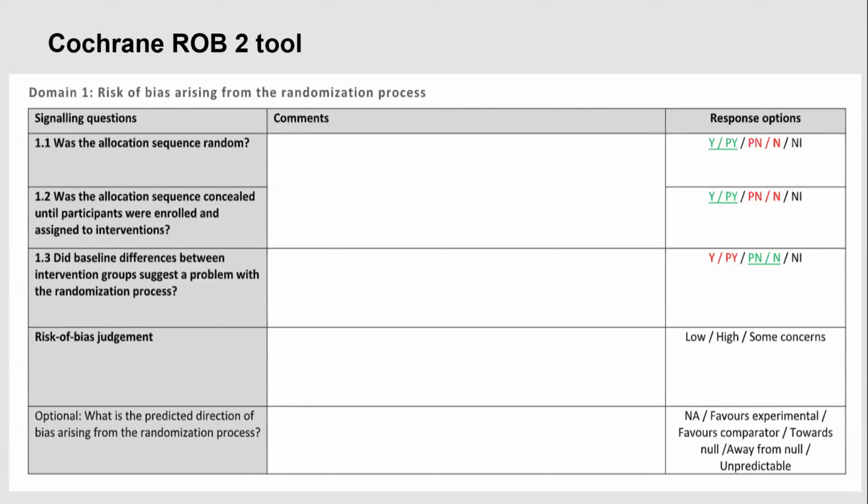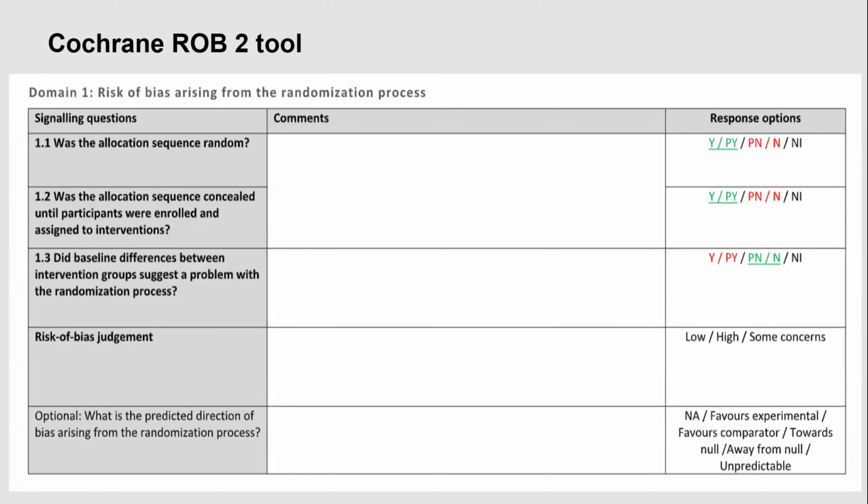So you have different domains, like risk of bias arising from the randomization process, then other domains on selection, reporting, and other sources of bias. You will have signaling questions in the tool, and you have to provide your comments, and there is a response where you can see Y as yes, PY as partially yes, PN as partially no, N is no, and NI is no information.